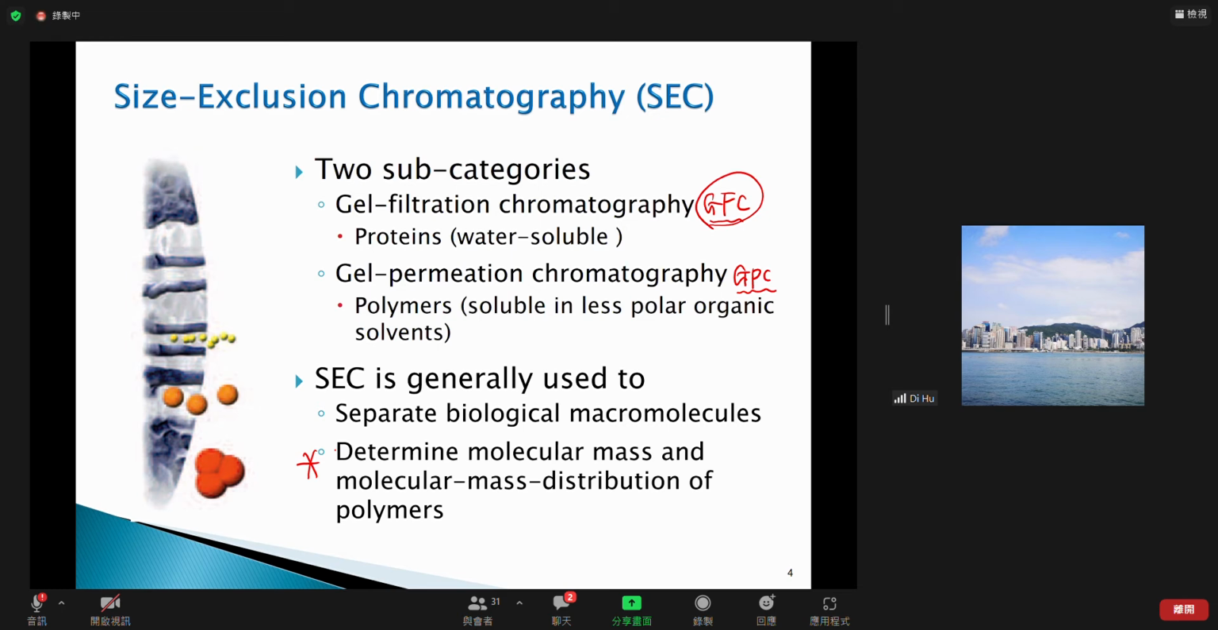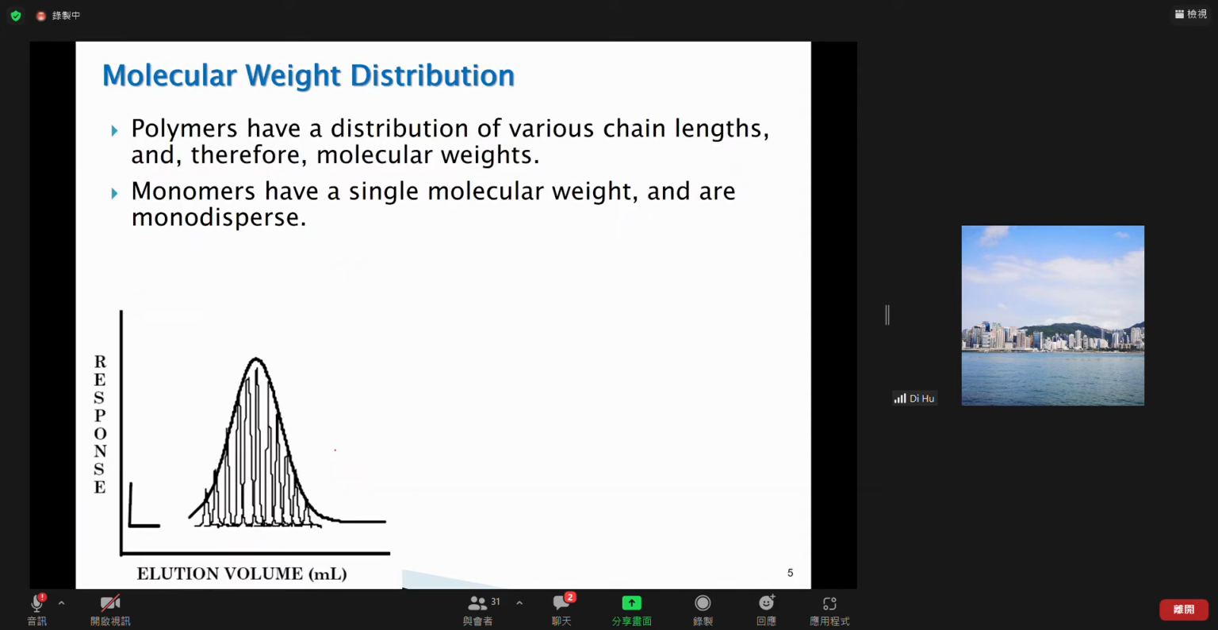Okay, so that is the big application for this one. So why do we have to determine the molecular weight distribution of polymers? What are polymers? You can see they have a distribution of various chain lengths. For example, later on you will see polystyrene, which is commonly used. If I have the structure for this one, C4H9.